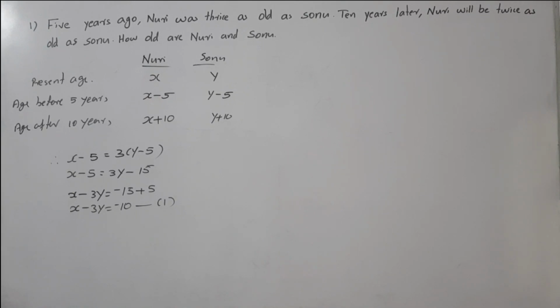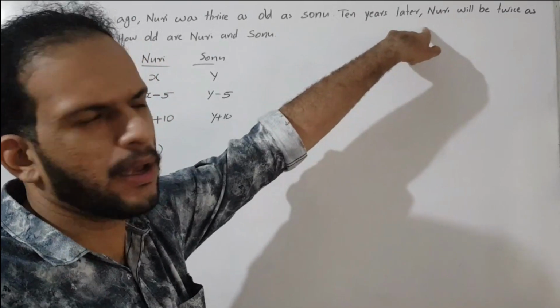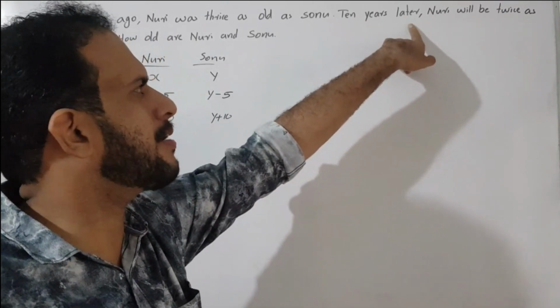Then what is the second condition? The second condition is to take the age after 10 years. The next condition says 10 years later. It is about the age after 10 years.